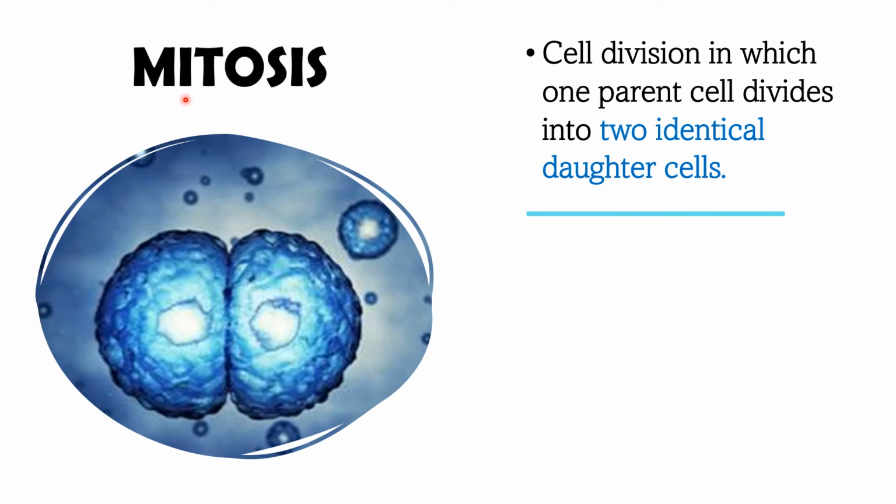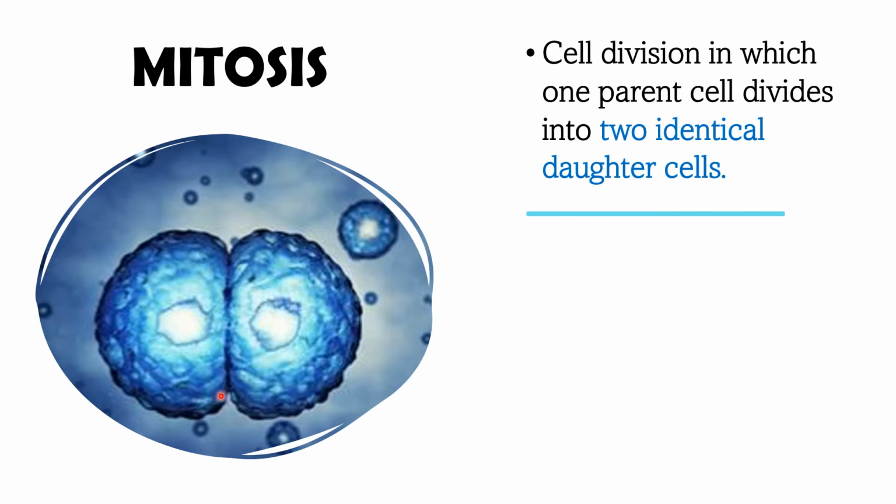Mitosis. Mitosis is one of the important types of cell division that occurs in organisms, both plants and animals. What is mitosis? The cell division in which one parent cell divides into two identical daughter cells. That is called mitosis. This mitosis we can see in body cells.